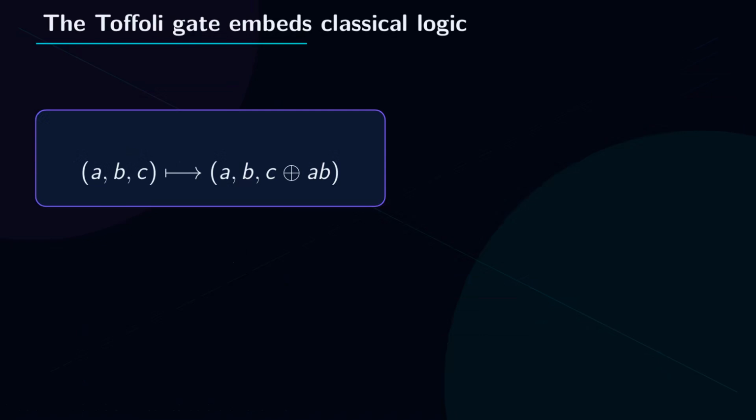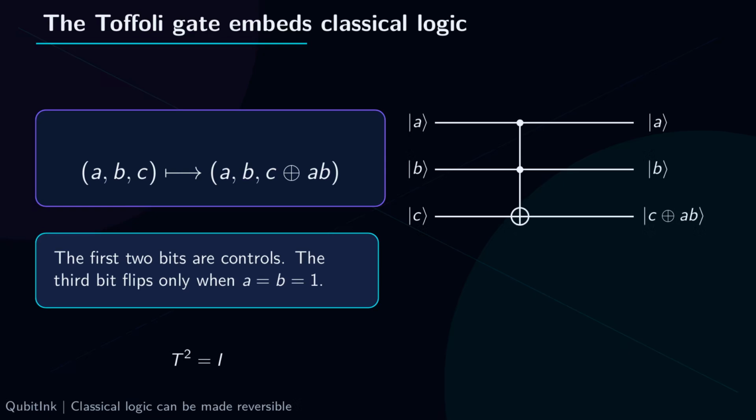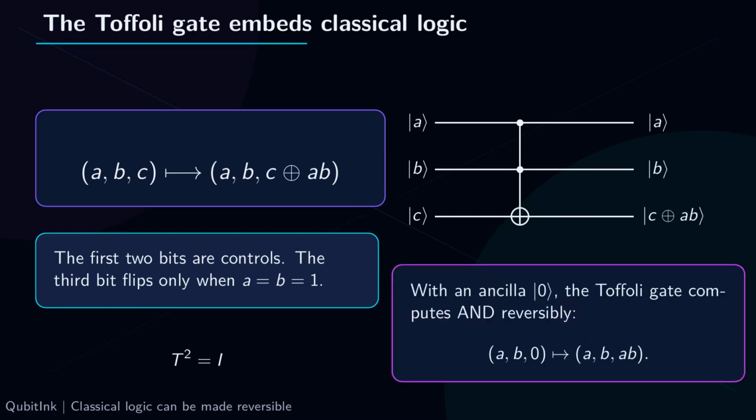The Toffoli gate is a reversible 3-bit gate. It sends A, B, C to A, B, C XOR A times B. The first two bits are controls. The third bit flips only when A equals B equals 1. The symbol XOR means addition modulo 2. The identity T squared equals I tells us that applying the Toffoli gate twice gives the original input back. This is why it is reversible. With an ancilla initialized to ket 0, the gate maps A, B, 0 to A, B, A times B. In this way, the AND operation is computed without erasing the input bits.